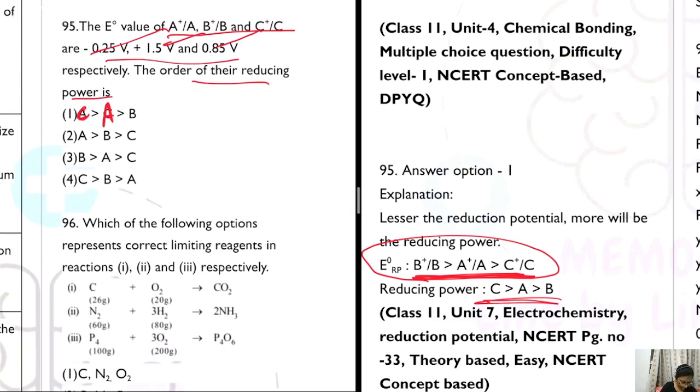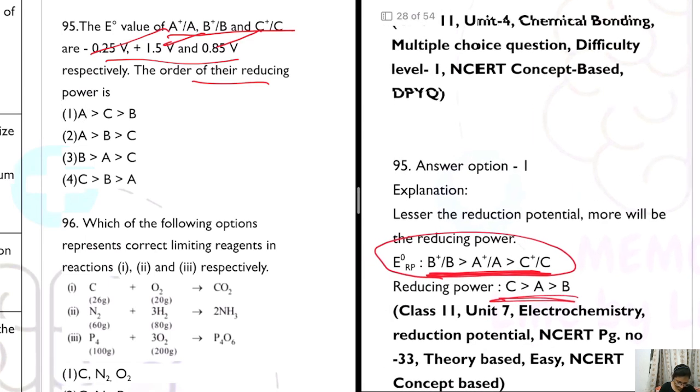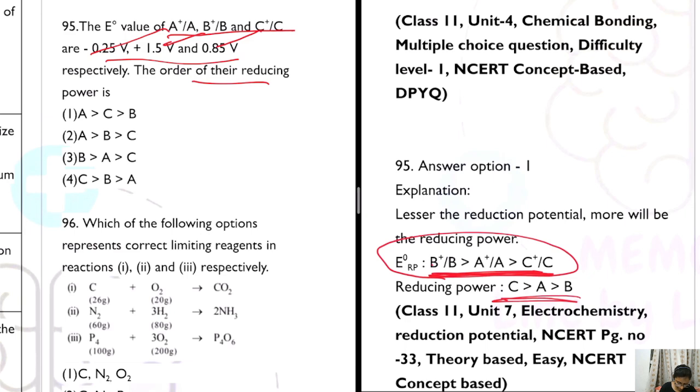Just a second. There's a mistake here. B, then C would come. Interchange these. Okay, BCA. It would be BCA.